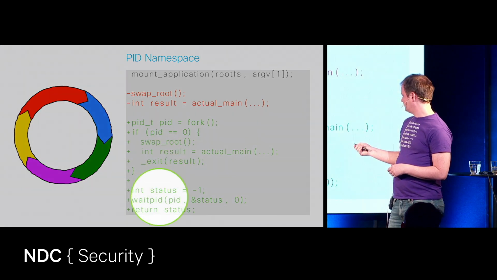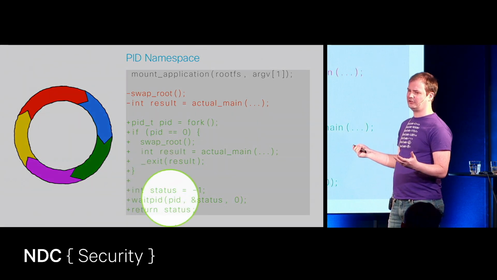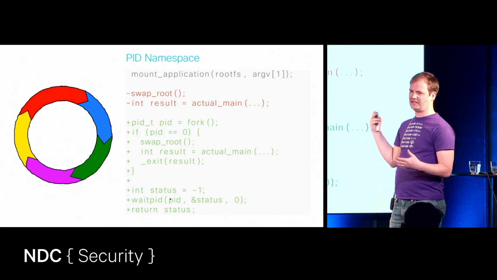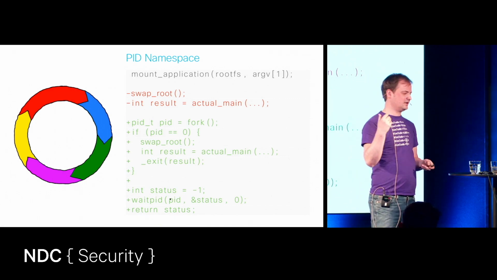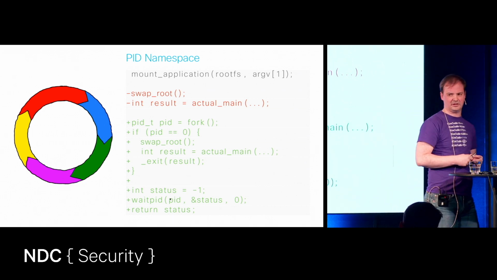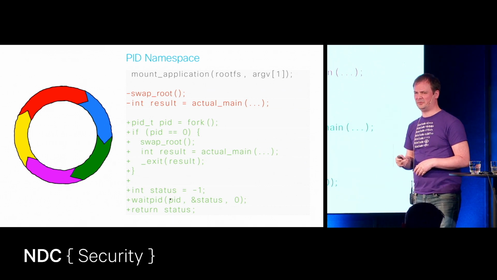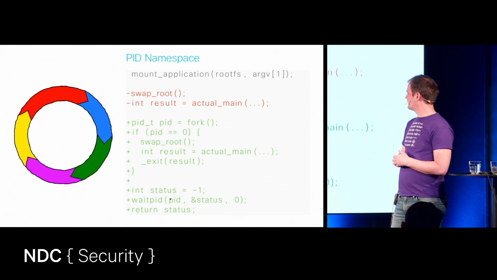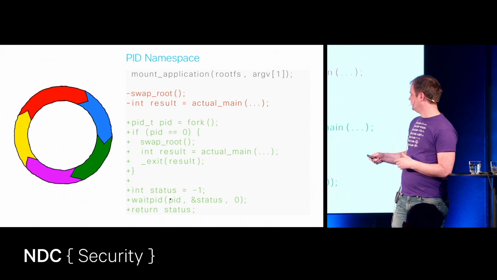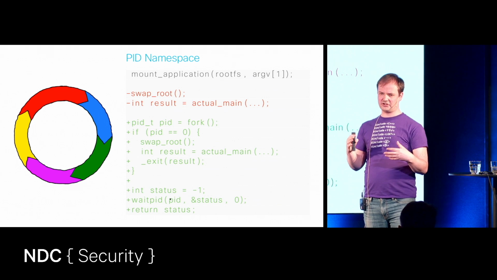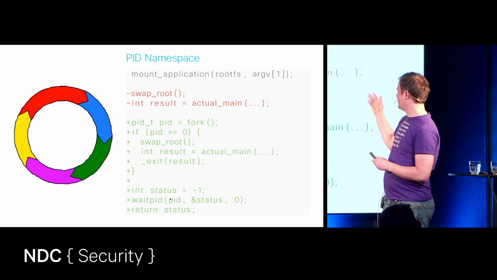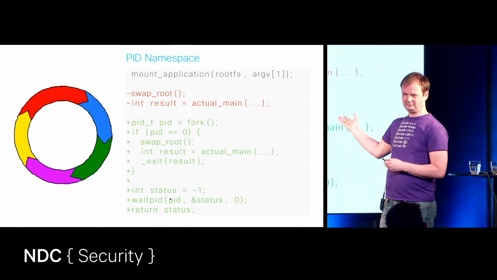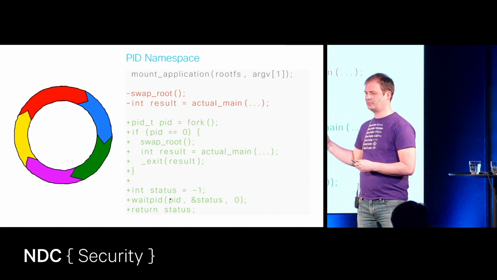In the parent, I then wait for the child to terminate, and I use that as the exit status. If I didn't do this in the parent, then I would send a SIGKILL to the child, and nothing would really work. But this will create a child that is also part of the new PID namespace. So this child will be PID 1, and it will see no other processes.